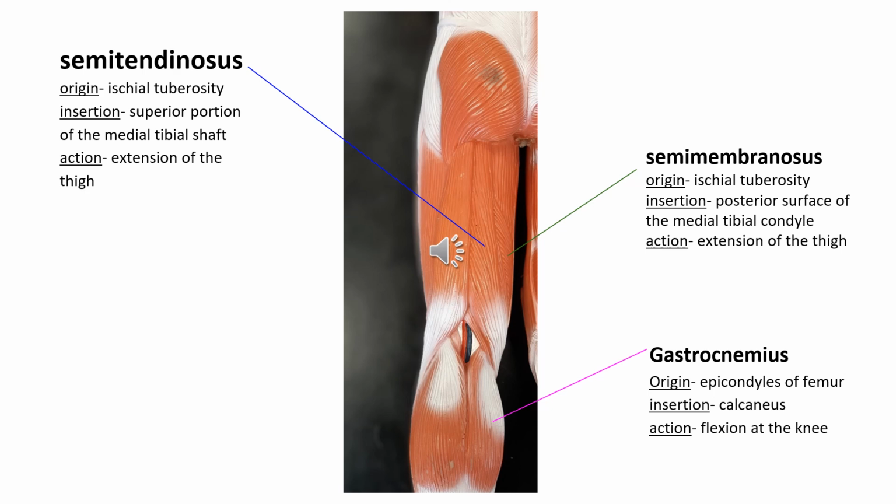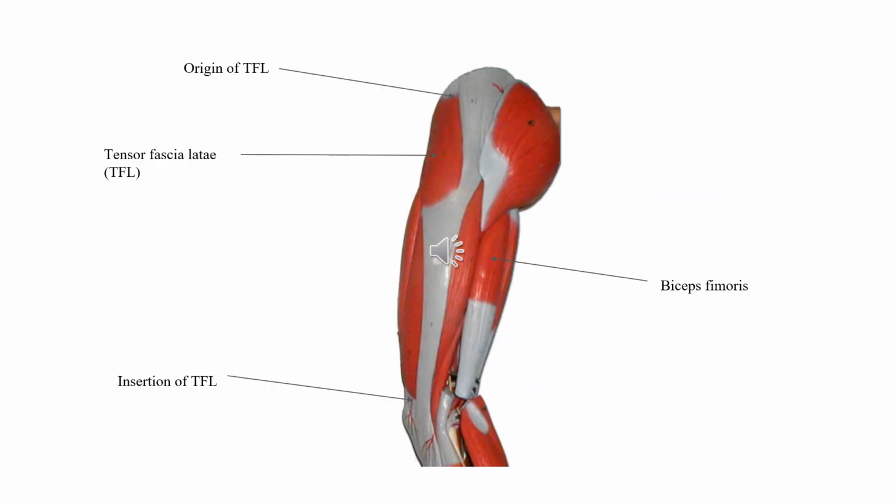The gastrocnemius consists of two heads, the lateral head and the medial head. The origin of the lateral head is at the lateral condyle of the femur, and the origin of the medial head is at the medial condyle of the femur. Its insertion is at the calcaneus. Its main actions are to plantar flex the foot at the ankle joint and to assist in the flexion of the knee joint. This is the biceps femoris.